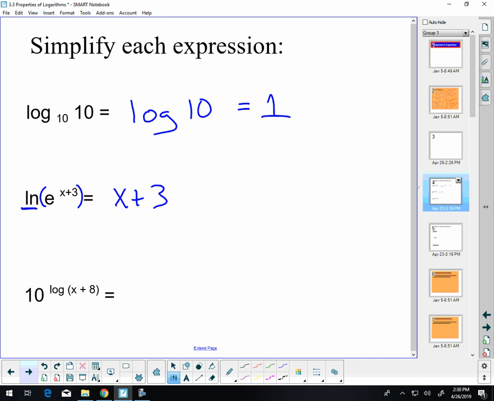Similarly, in the third example, I have an exponential function with a base 10. I have a logarithmic function base 10. Those two functions are inverse. So when I put x plus 8 into the logarithmic function, I get some answer. And I take that answer and I put it into the exponential function. The exponential function undoes the work of the logarithmic function, and I get the x plus 8 back that I had started with. Right?